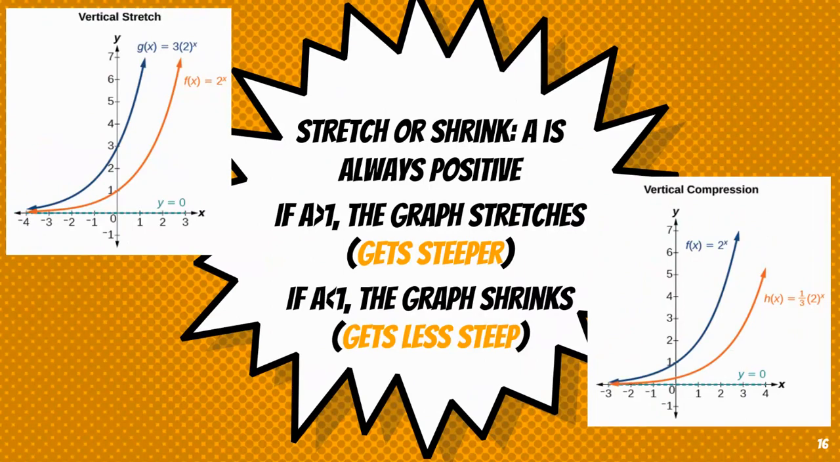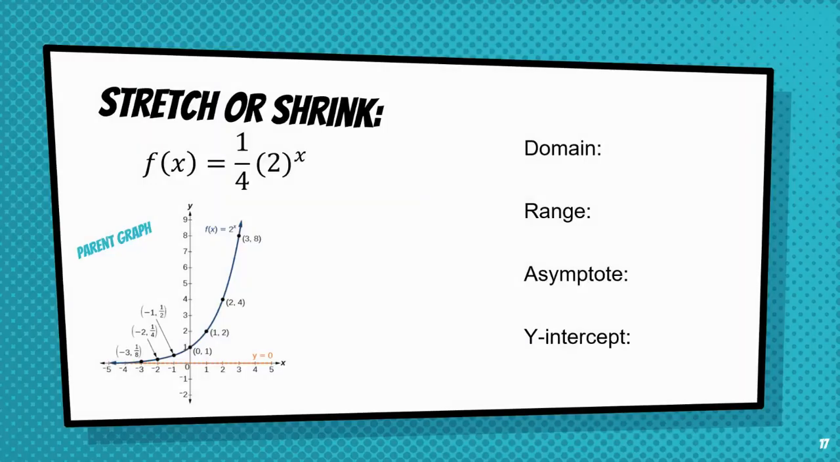If the graph gets steeper, that's a vertical stretch. If the graph gets less steep, that is a vertical compression. And you can see that it's an integer versus a fraction, okay? Or maybe I should say that differently. Greater than 1 versus less than 1 is a better way to say that.